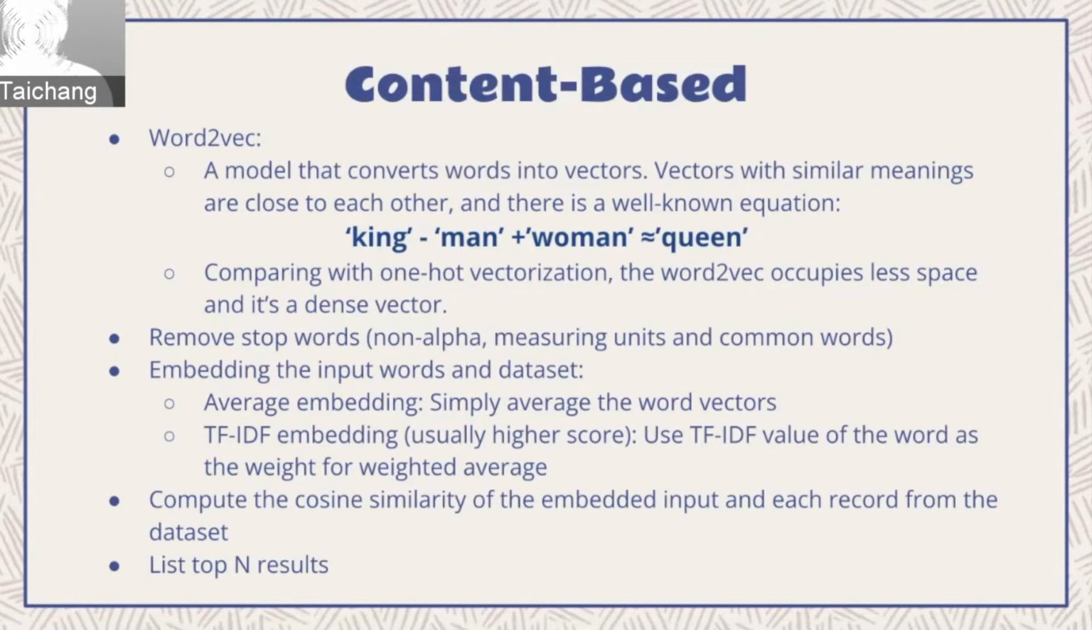After getting the embedded vector, we are going to compute the cosine similarity of the embedded input with each record from the dataset. The records are also embedded, and we compute the cosine similarity and store them, and we finally return the top k results, where k depends on the user input.